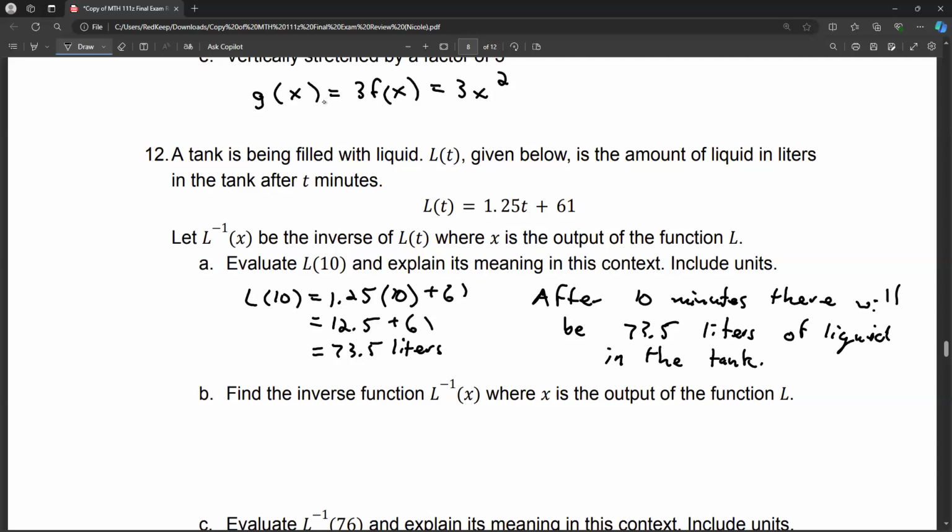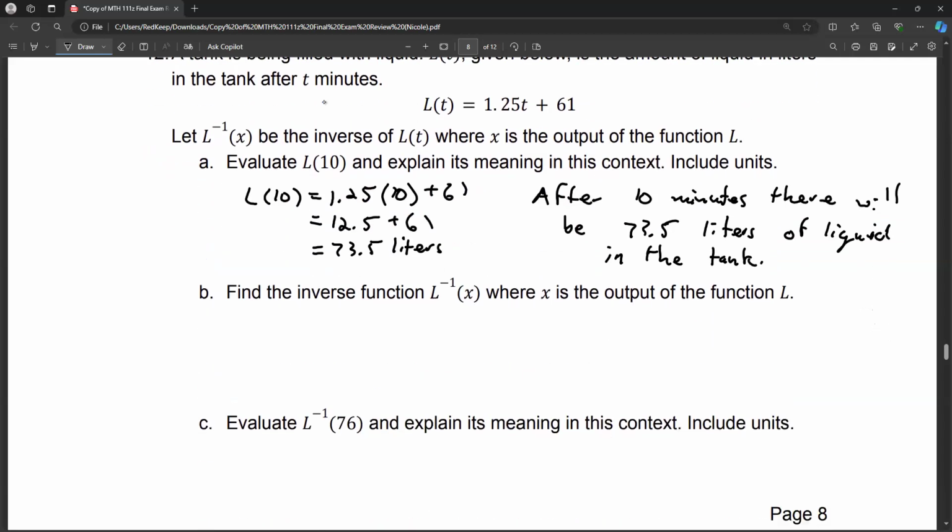Okay, so for part B, they're asking us to find the inverse function. My method of finding the inverse is as follows. I start by saying, instead of L of t, I'm just going to write y is equal to 1.25 t. Maybe I'll write x, actually. Let's change that to x. That might be advantageous for us in the end, and you'll see why. So again, just changing L of t and t to y and x.